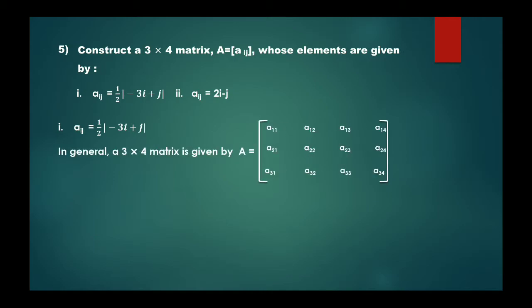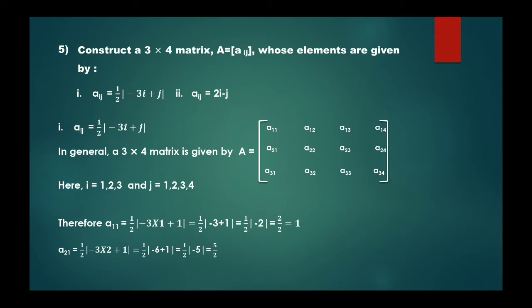The general format of a 3 cross 4 matrix is A11, A12, A13, A14, and so on to A31, A32, A33, A34. So basically 3 rows, 4 columns. Now let's find out what A11 and the rest are. We know that i is 1, 2, 3 and j is 1, 2, 3, 4, since it's a 3 cross 4 matrix.